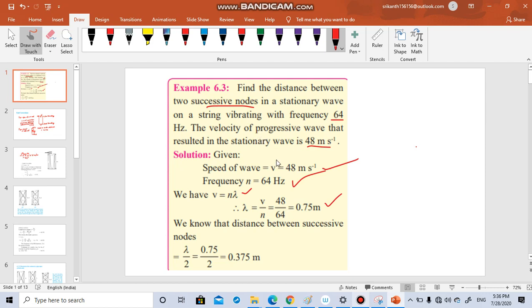He is asking you distance between two successive nodes. This we have discussed already. It is lambda by 2. So lambda you have worked out. So this is the distance between two successive nodes.